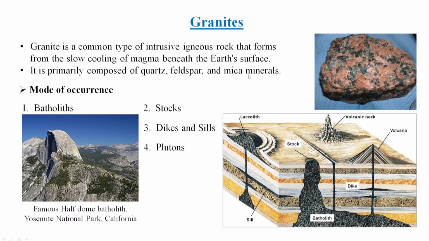So, the mode of occurrence when we are talking about batholiths: these are large scale, you can say, large hump-like bodies which have protruded the ground or protruded the surface of the earth. So, here is a famous example of the Half Dome batholithic structure in Yosemite National Park in USA.